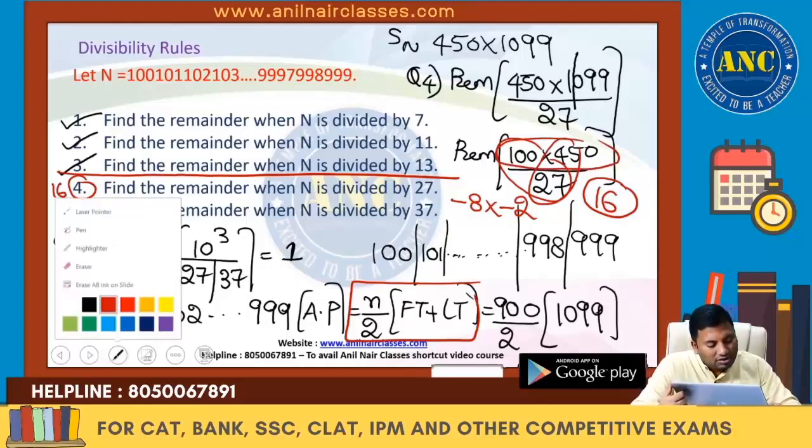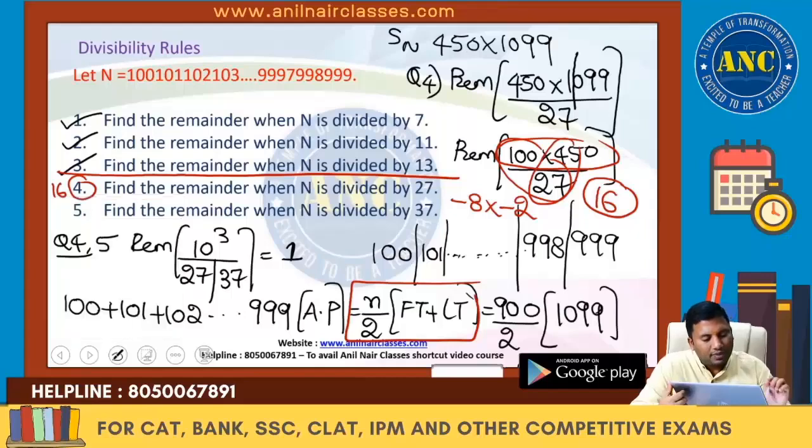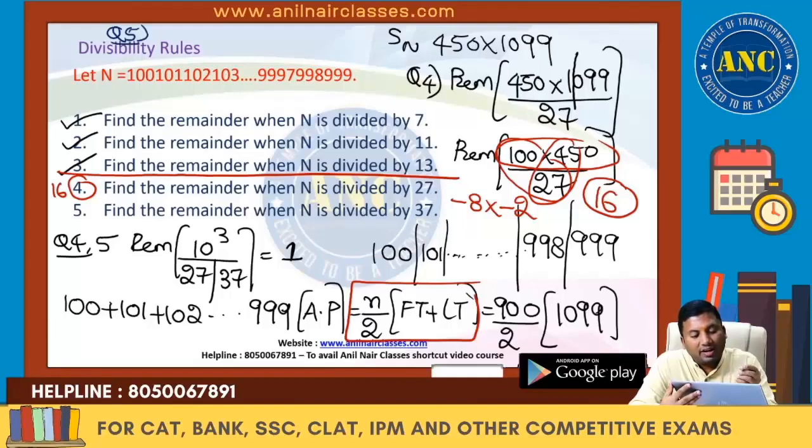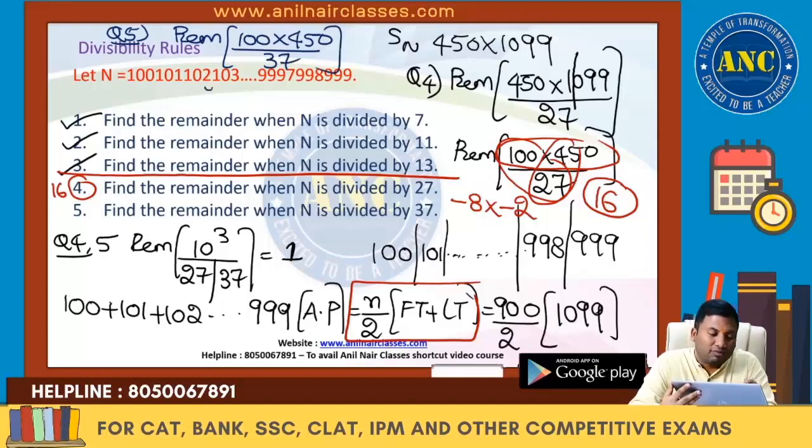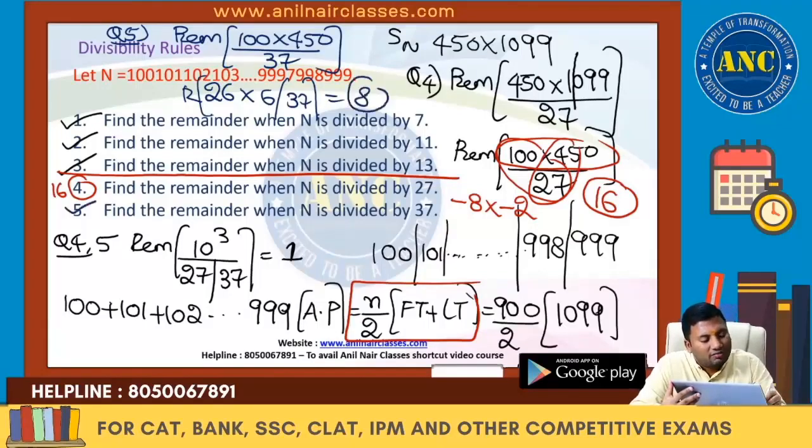Question number 5 also we will solve here only. What is question number 5? Find the remainder when n is divided by 37. So here it is 100 into 450 divided by 37. 37 twos are 74, remainder 26. So 26 into 6 is 156. 156 divided by 37: 37 fours are 148, so the answer is 8. Fifth also is over.